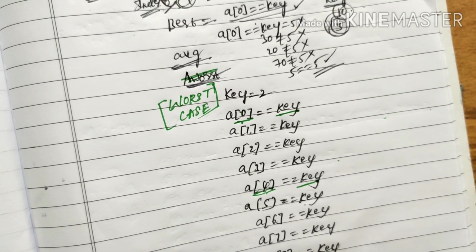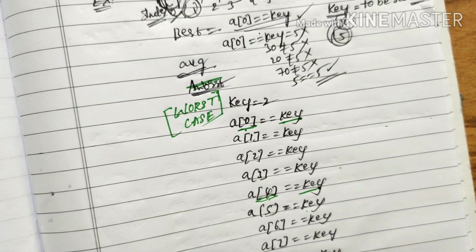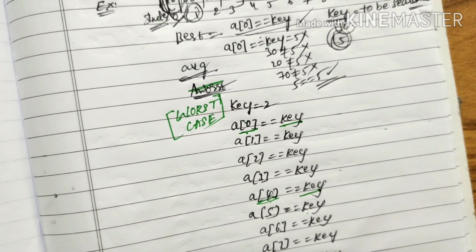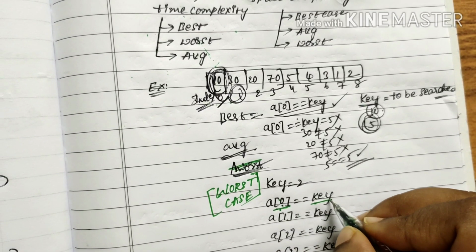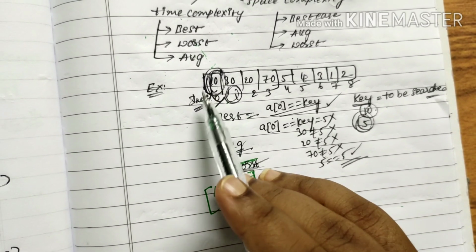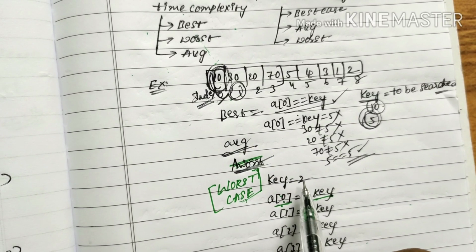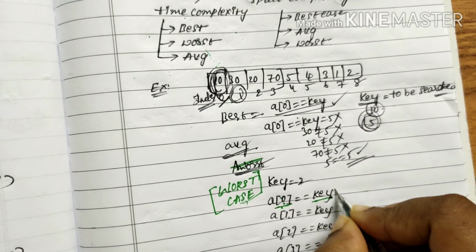Or else we don't even find this key in the given array. It also comes under worst case only. Now I'm going to check whether the 0th element matches the key or not. The 0th element is nothing but 10. 10 doesn't equal 2, so it doesn't follow.